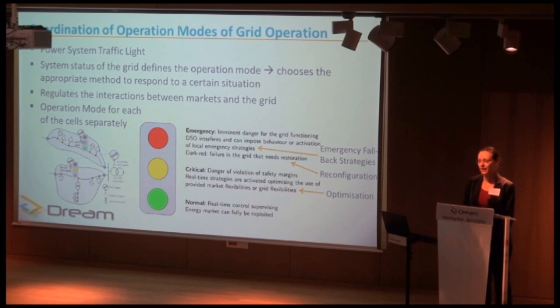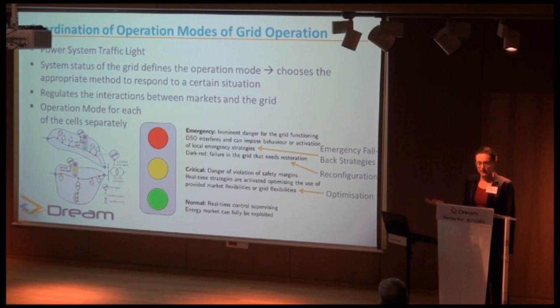So we were focusing on the development of grid operation for the real time, and we started this by proposing what we call a power system traffic light. So we mapped the actual physical state of the grid on the phases of a traffic light: green, amber, and red. And from these traffic light phases, we could derive operation modes that could choose more or less automatically the appropriate methods that were required to respond to the physical situation in the grid.